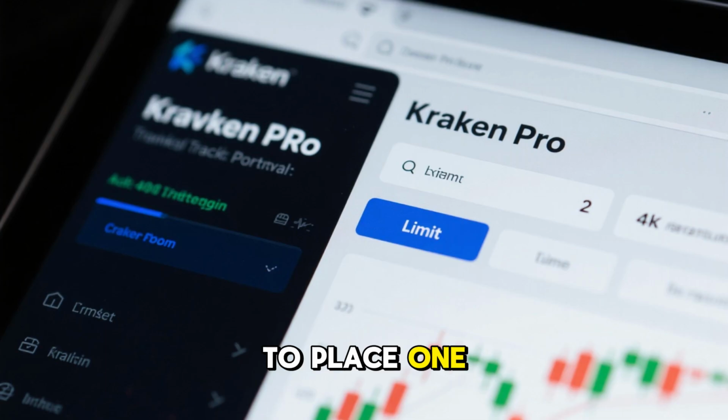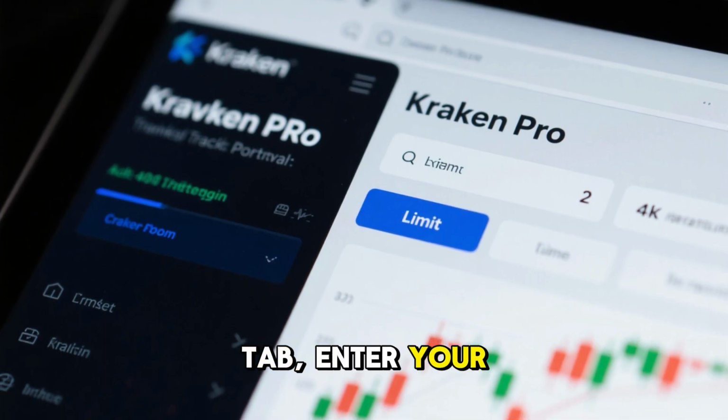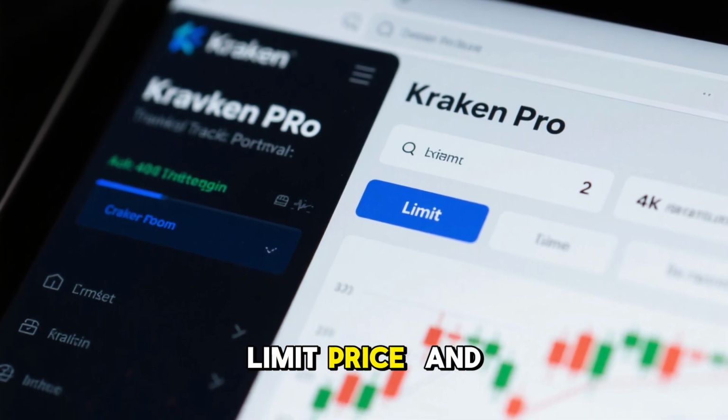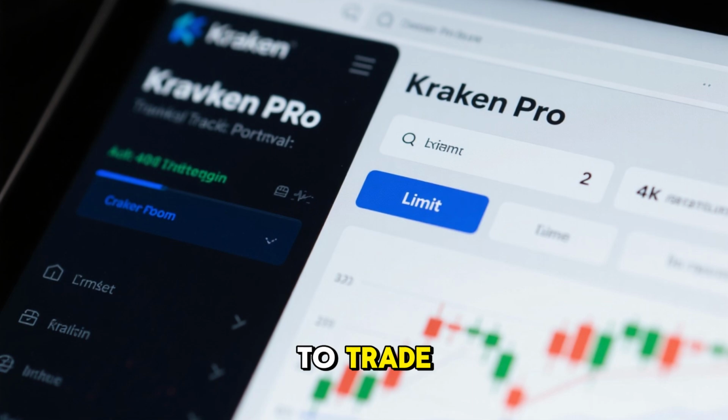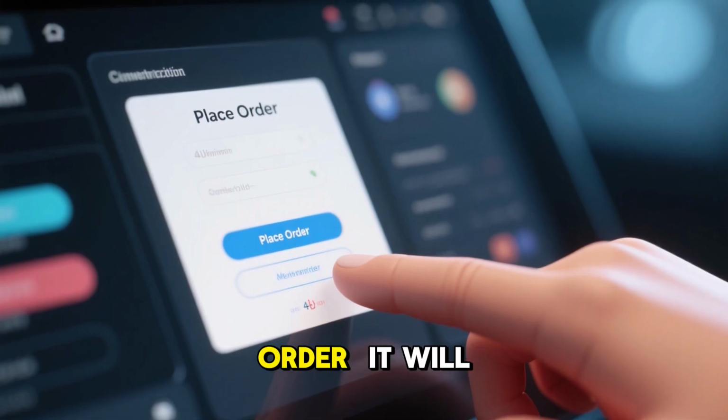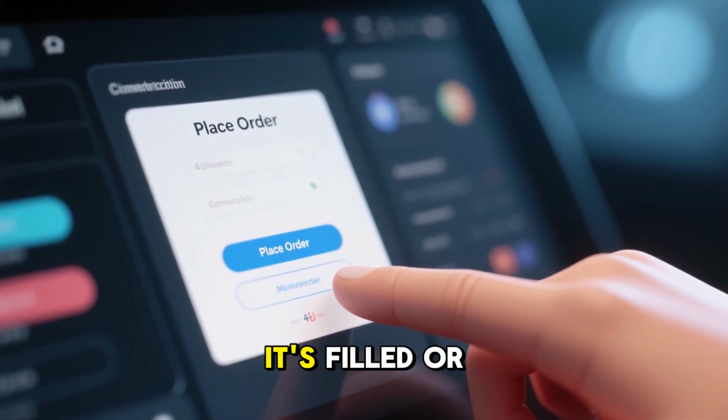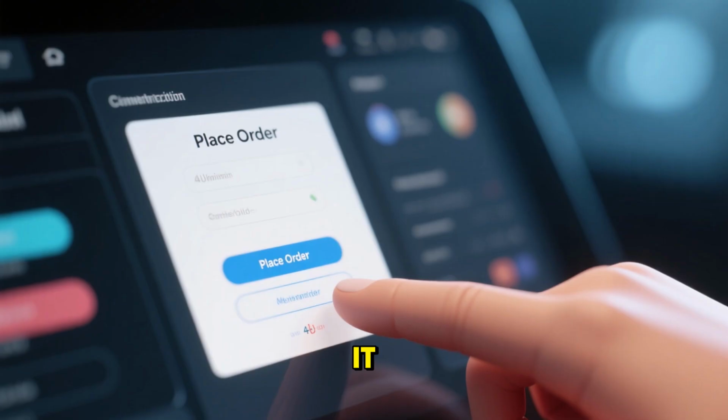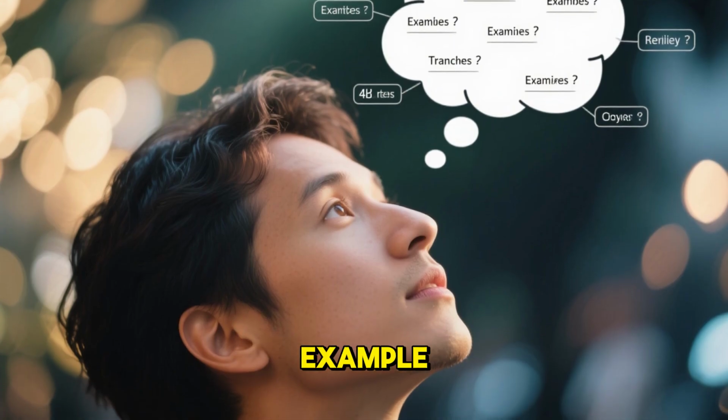To place one, select the Limit tab, enter your desired price, the limit price, and the amount you want to trade. Then, place your order. It will remain open until it's filled or until you cancel it. Now let's walk through a real example.